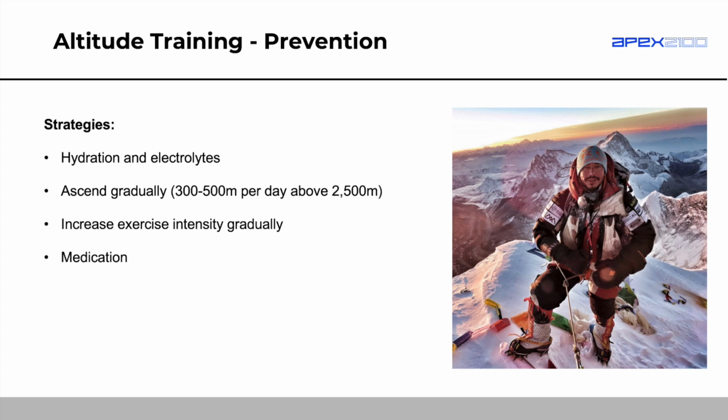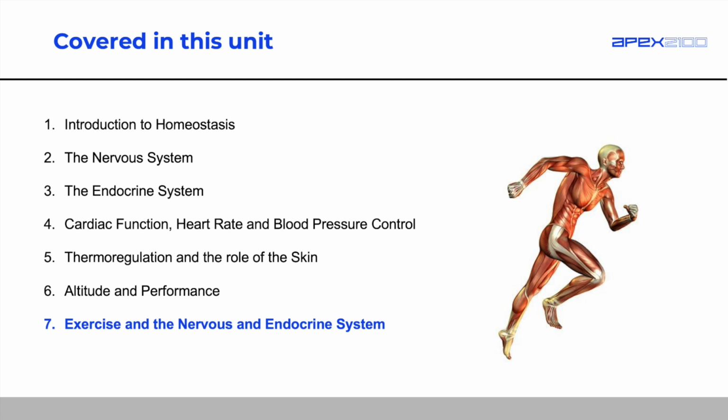We should increase exercise intensity gradually, so ease into the training routine, begin with lower intensity workouts and gradually increase as the body adjusts. And then there's also medication that we can take as a preventative measure against acute mountain sickness or altitude sickness.